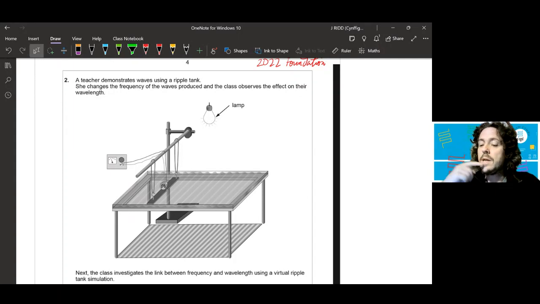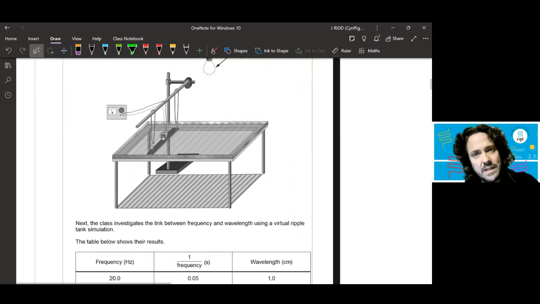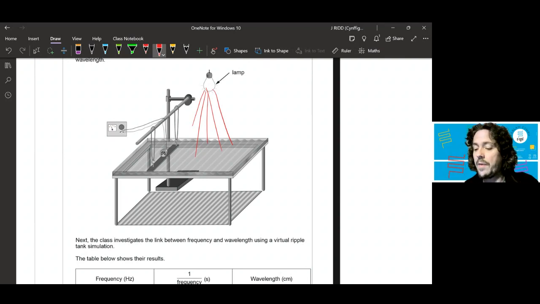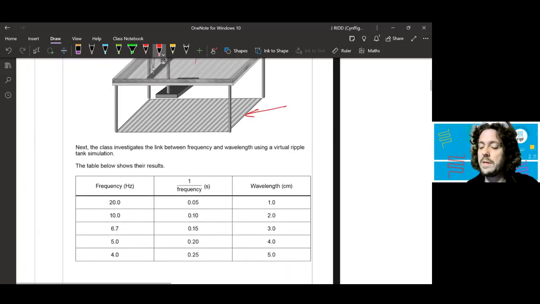A teacher demonstrates waves using a ripple tank. She changes the frequency of the waves produced, and the class observes the effect on their wavelength. You may have seen this setup before, then again you may not have. Essentially, a light shines down on water in a tank. That tank has a glass bottom, and as the light shines through the water and the glass bottom, the waves can be observed on maybe a sheet of A3 paper or on the bench below. It's a nice little demonstration for investigating waves.